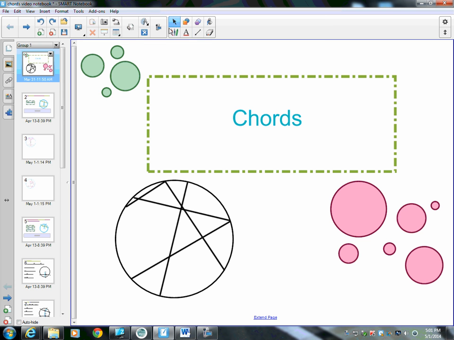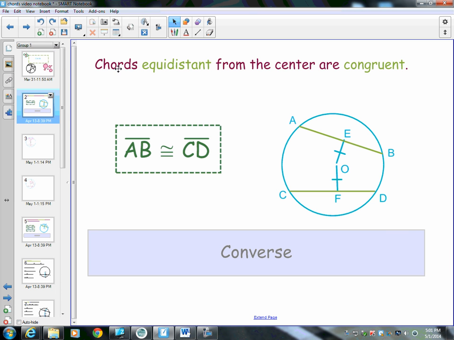So how can we use that, or what are some properties that can help us solve some problems? The first thing is, if chords are equidistant from the center of the circle, then they are going to be congruent to each other. And this is always a true statement. So what does this mean?